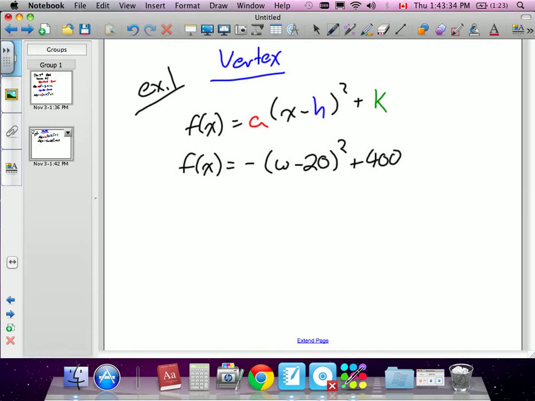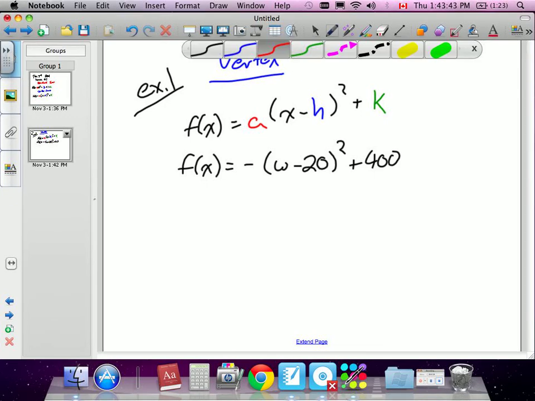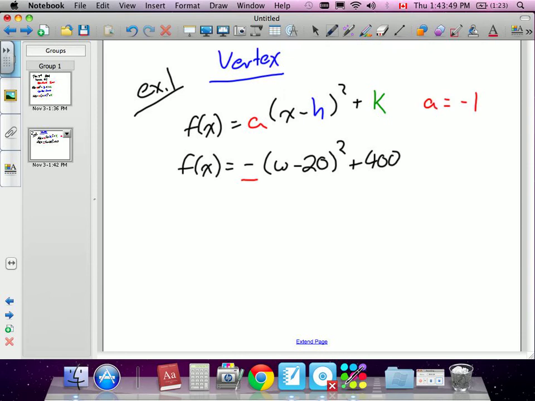First thing we're going to do is try to recognize which variable is what number in our equation. So, what is our a value in the equation below? Okay, so we know that a is equal to -1. That's going to tell us quite a bit. First we're going to just label them. What is our h value? 20. So h is 20, and our k value is 400. Okay, so that already has given us a lot of information in terms of graphing this.